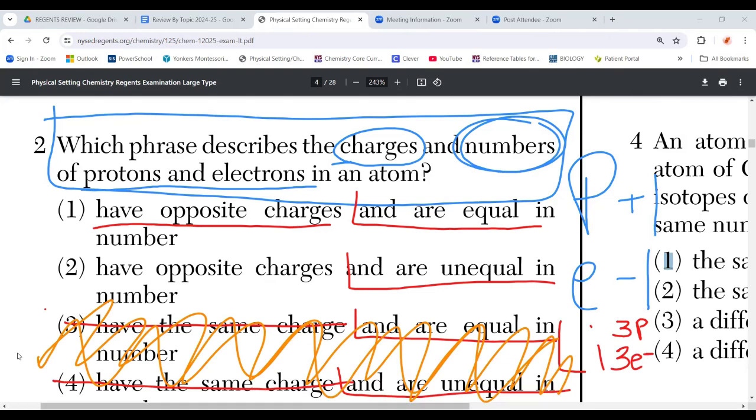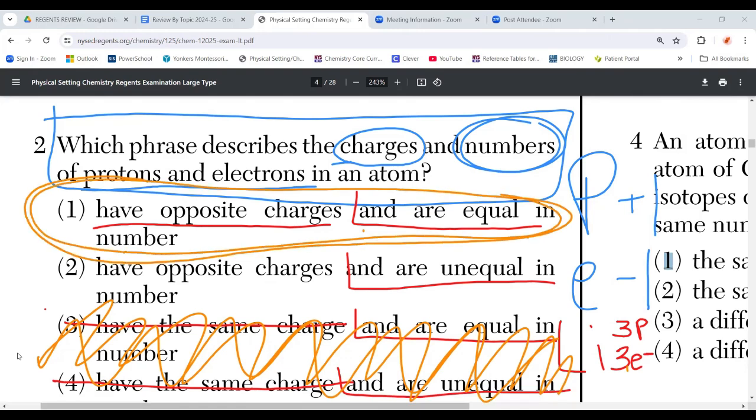Now I'm going to address this second half of the question after the "and". Are they equal in number or are they unequal in number? Well, we established that this is a neutral atom, which they actually didn't mention, but it's an atom, it's not an ion. Okay, the difference between having a charge and not having a charge is being an atom or being an ion. So in this case, I should have equal numbers of protons and electrons. So the answer is choice 1.